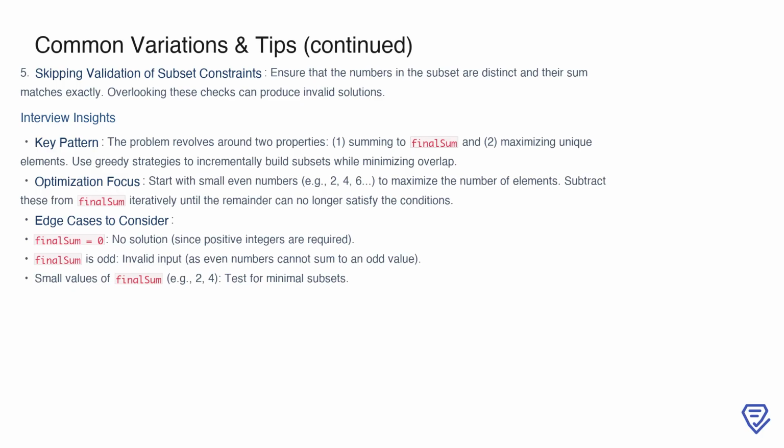Understanding the key pattern in this problem is essential. It revolves around two main principles. The subset must sum to the final sum and have the maximum number of unique elements. A greedy approach is often effective here.